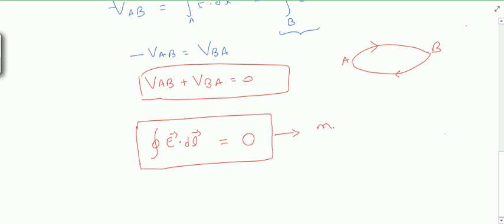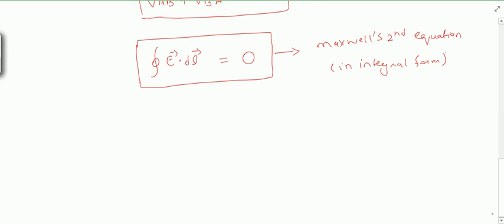This is Maxwell's second equation for static fields in integral form. Now if you remember, there was a theorem which relates this closed line integral with the surface vector. If you remember, that theorem is Stokes curl theorem.